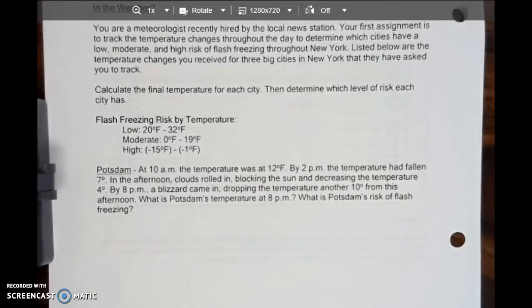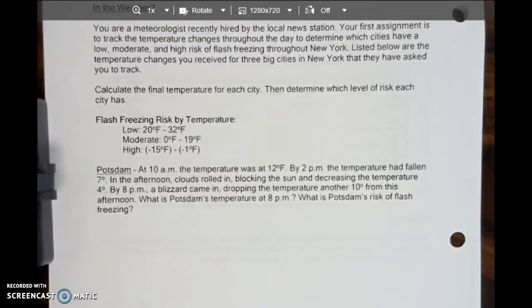Today we're going to be investigating different places where integers are used in the real world, and one place where we see integers used a lot is in weather. In our question here, it says that you are a meteorologist recently hired by the local news station. Your first assignment is to track the temperature changes throughout the day to determine which cities have the low, moderate, or high risk of flash freezing throughout New York.